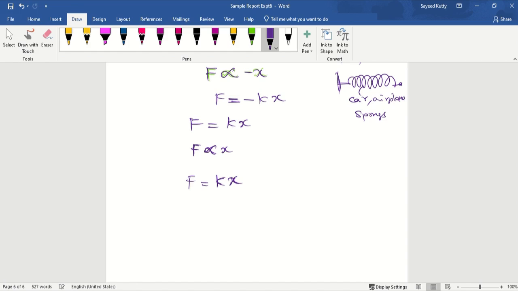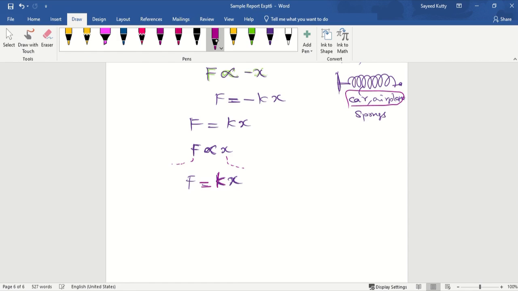And you understand that for every spring, this is true. As you increase the force, the extension or the compression will increase, whether it is a light spring or a hard spring or a heavy spring. This is true for all springs.